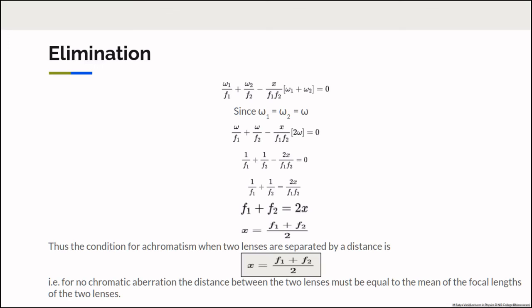First, we conclude that chromatic aberration is mainly due to dispersion of white light. Then for a white object, the image formed by a lens is colored and blurred. The defect is known as chromatic aberration. For elimination, we can use two methods. One is an achromatic doublet and the second one is two lenses separated by a distance. In the first case, the condition for achromatism is omega 1 by omega 2 is equal to minus f1 by f2, and in the second case, the condition for achromatism is that the distance between the two lenses x is equal to the average of the focal lengths of the two lenses. That is about chromatic aberration.